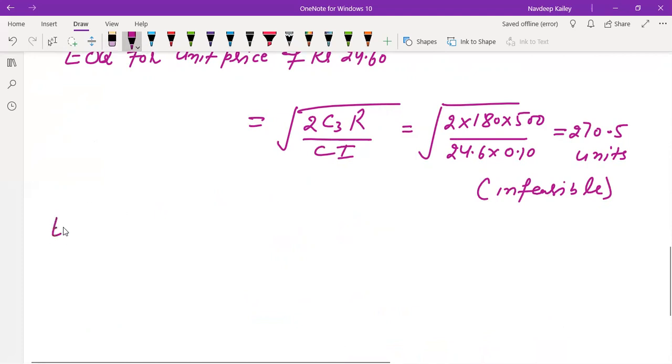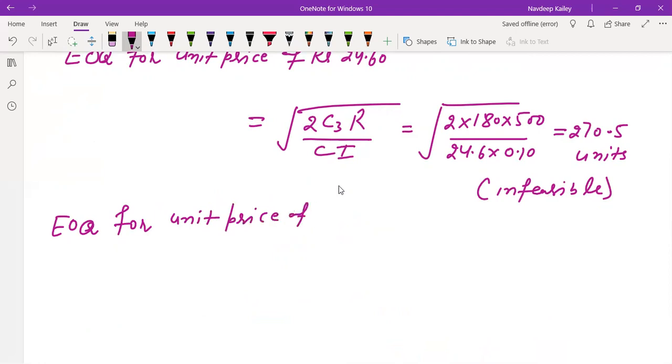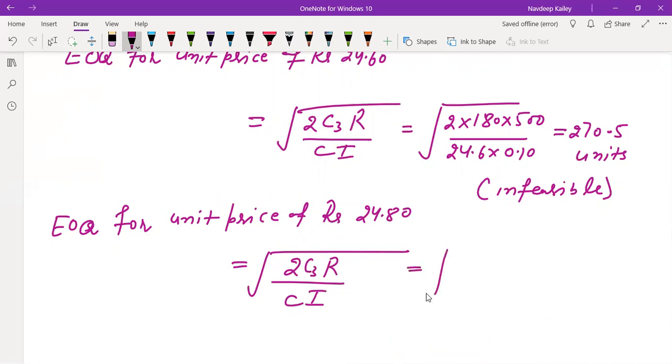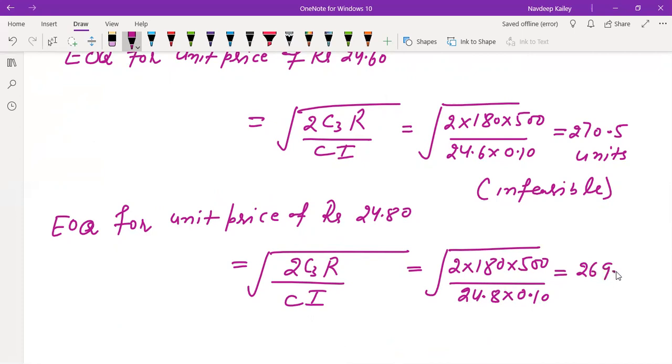Now we calculate economic order quantity for unit price of rupees 24.80 in a similar manner. This is square root of 2C3R upon capital CI. 2 C3 is 180, R is 500. Here capital C is 24.8 and I is 0.10. After calculation, we will get 269.4 units. This is again infeasible.